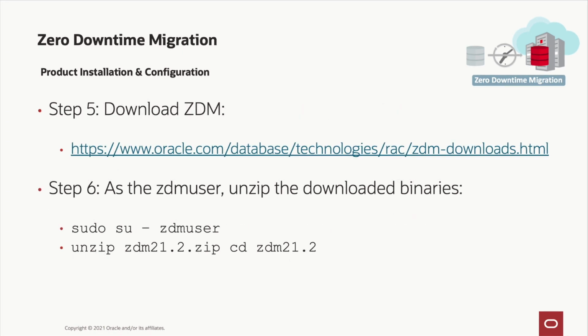Now you're good to go to download ZDM. The link is here. You can also go directly to the product page, oracle.com/go/ZDM, which will provide a link you can jump to and download the product. Once you have downloaded the product, in the Oracle Linux 7 box that is acting as a ZDM server node, you will switch to the ZDM user and unzip the downloaded binaries.